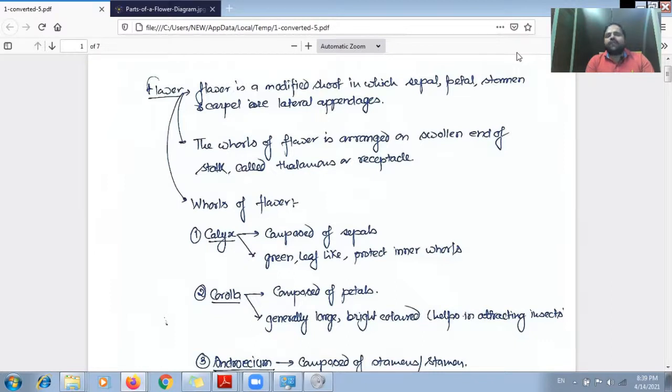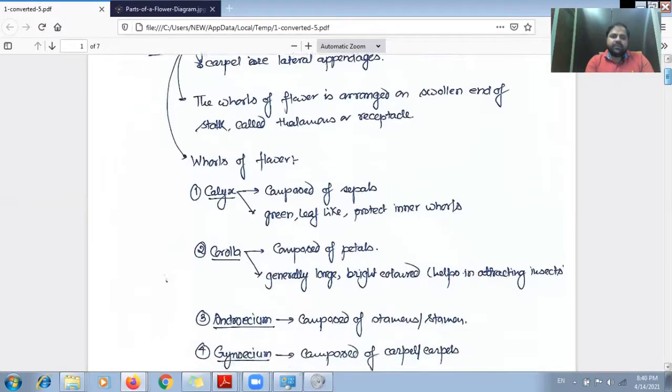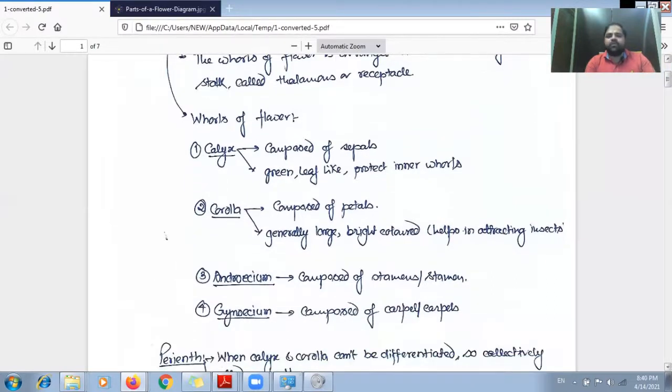The whorls of the flower are arranged on the swollen end of the stalk, which is called thalamus or receptacle. Means the parts of the flower are called whorls, and the whorls are arranged on the stalk, and the part of the stalk on which they are arranged is called thalamus or receptacle. Now we will discuss each whorl of the flower one by one.